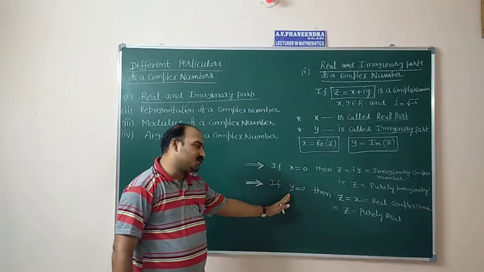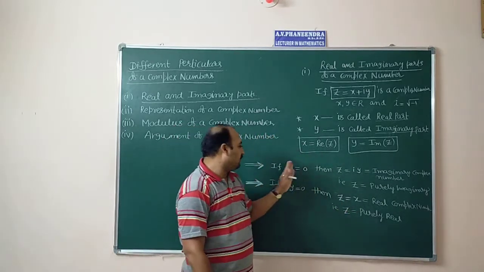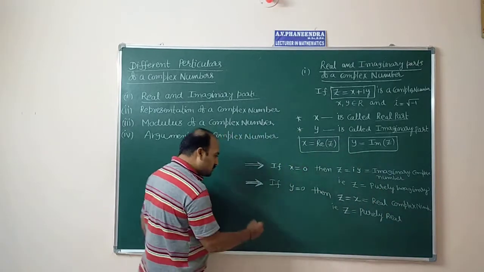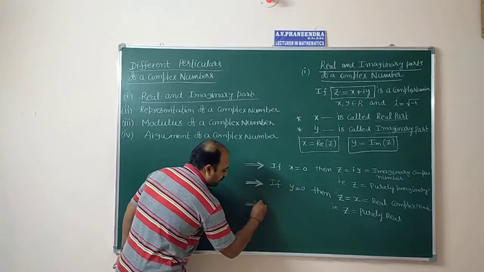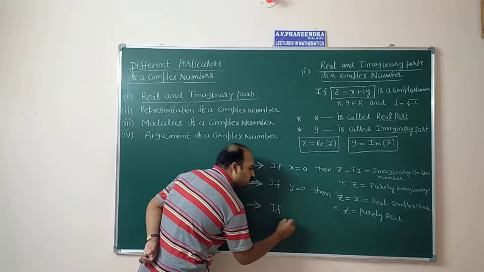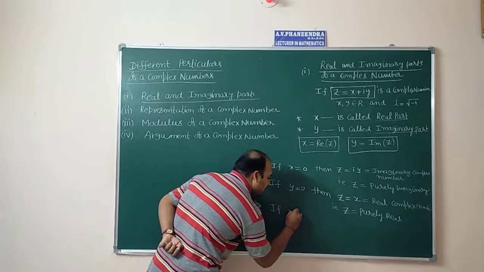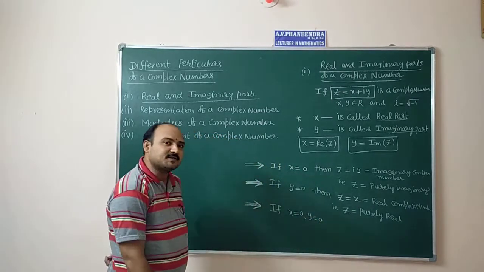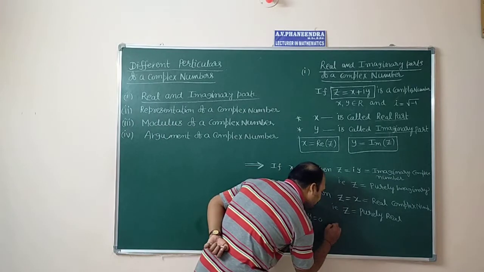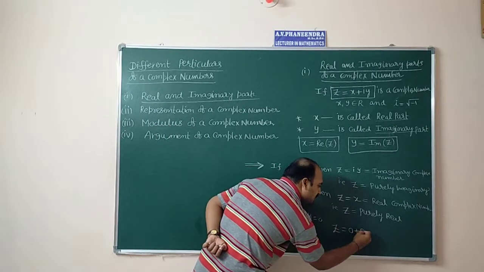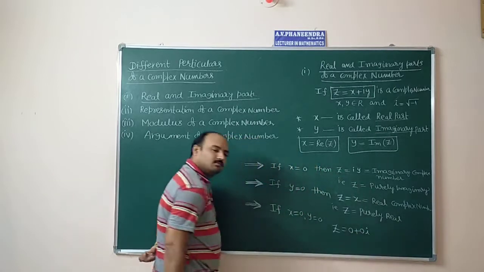When y is equal to 0, z is purely real. When x is equal to 0, z is purely imaginary. Suppose z is equal to 0, that means x is equal to 0 and y is equal to 0. What happens? Then z is equal to 0 plus 0i.